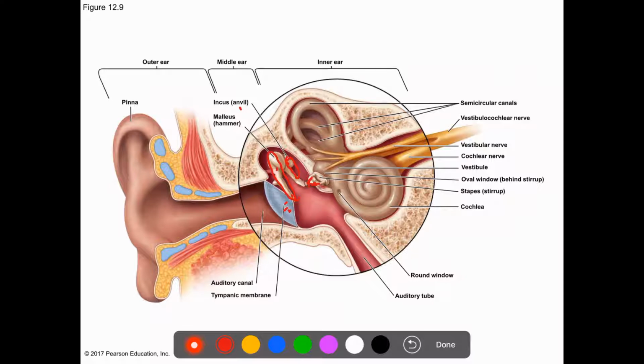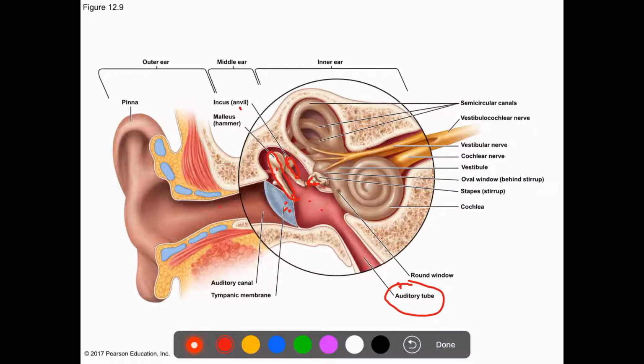Another part of the middle ear is the auditory tube. The auditory tube actually connects the middle ear to the throat. This is when you are, for example, in an airplane and you swallow, so you get the ear pop, to adjust the pressure. So this is the function of the auditory tube. It will adjust the pressure in the middle ear.